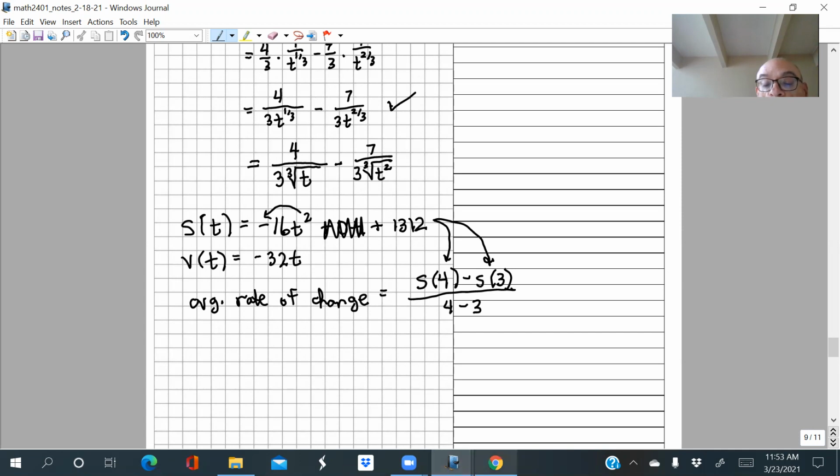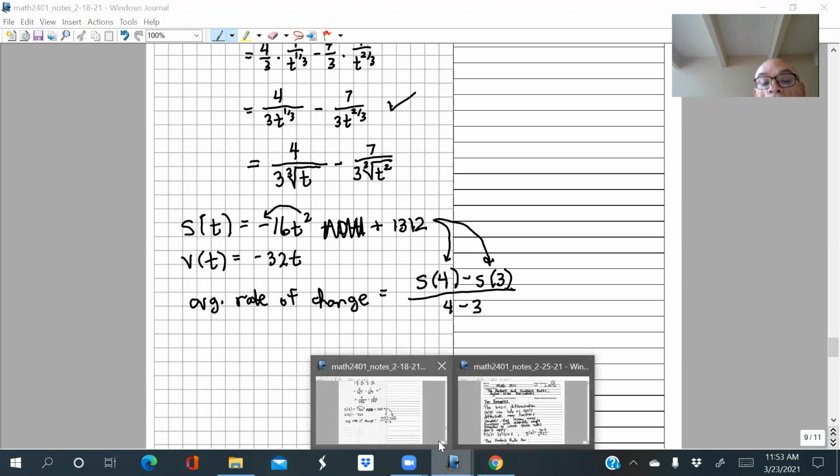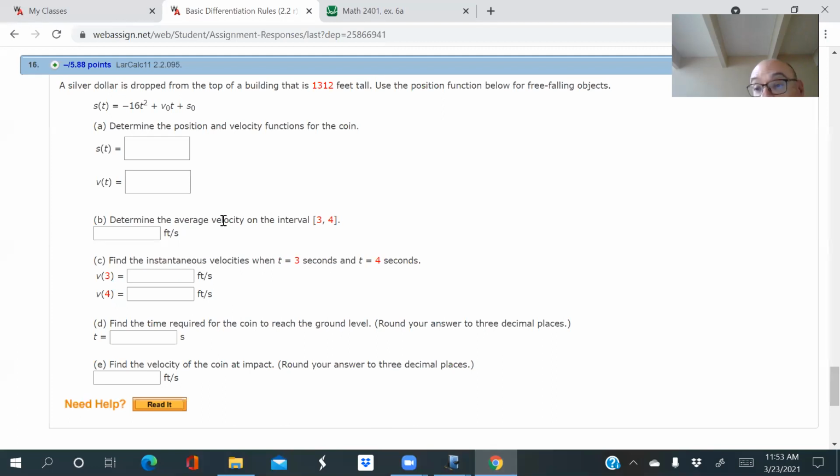Now, on the other hand, when you calculate the average velocity, that is what's happening on average from the 3rd second to the 4th second. But remember, the coin is constantly speeding up, right? So the velocity after 3 seconds is less than the velocity after 4 seconds, okay? But this question just says, what was it on average from the 3rd second to the 4th second?